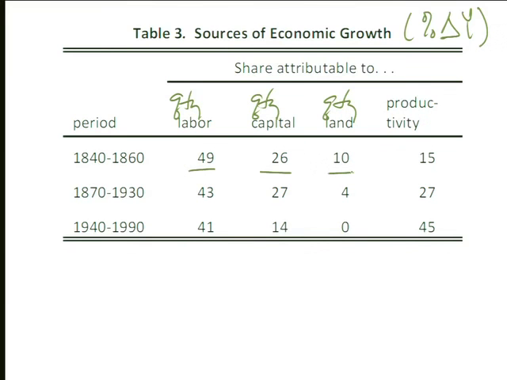1840 to 1860, in the antebellum period, almost half of the increase in output is due to increases in labor. Notice 10% of the increases in output are due to increases in land. We have to talk about land acquisition and cultivation. And only 15%, more than zero, but relatively small by historical standards, is due to changes in productivity.